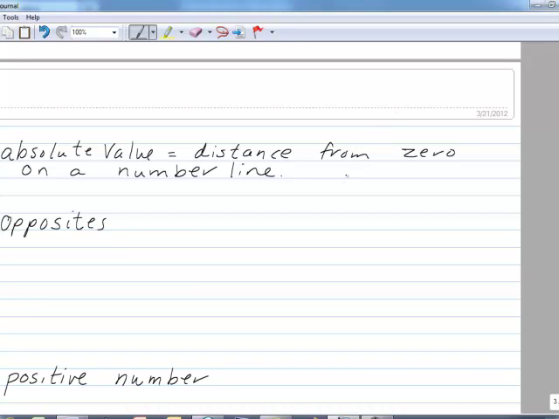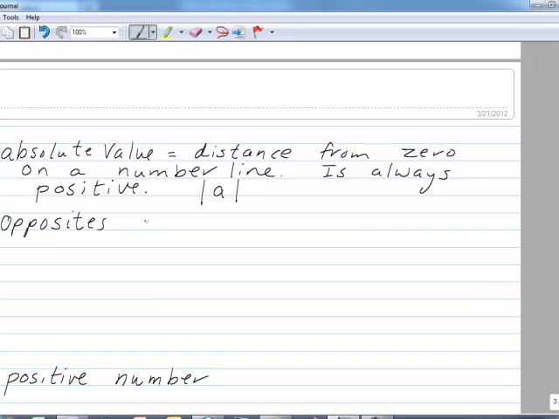Distance is always positive, so absolute value is always positive. We denote absolute value with straight up and down lines. That is the way we denote absolute value.